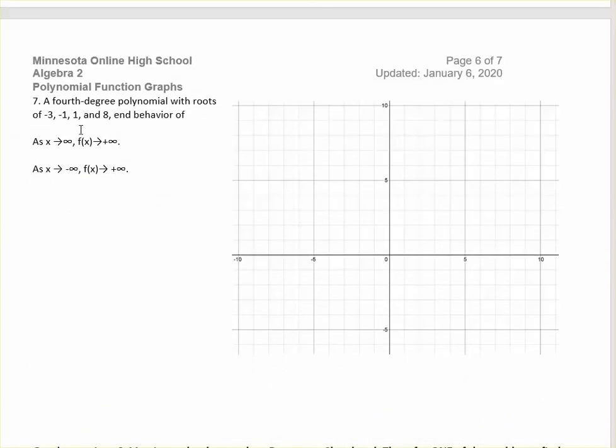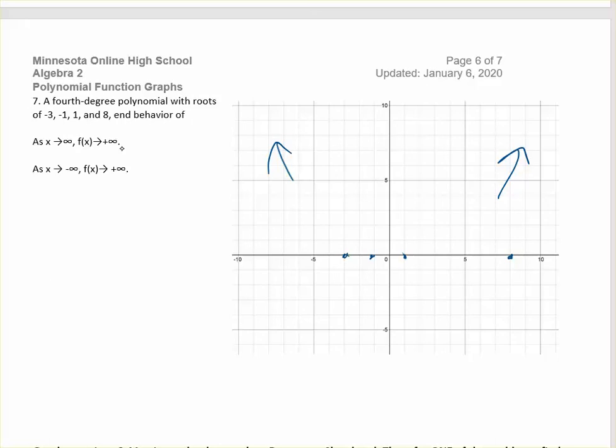This one says 4th degree. So we have 1, 2, 3, 4 roots. So you'll put those 4 points on. And then this one tells you the end behavior. So this says as x approaches positive infinity, it should also approach positive infinity. So it means it's going to go up on the right side. And as it approaches negative infinity, it also is going to go up on this side. So you put your points in approximately where they are, and then you get to sketch a graph.